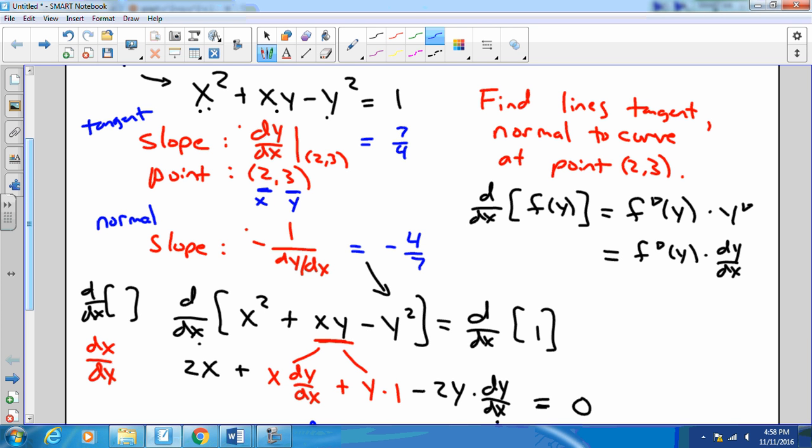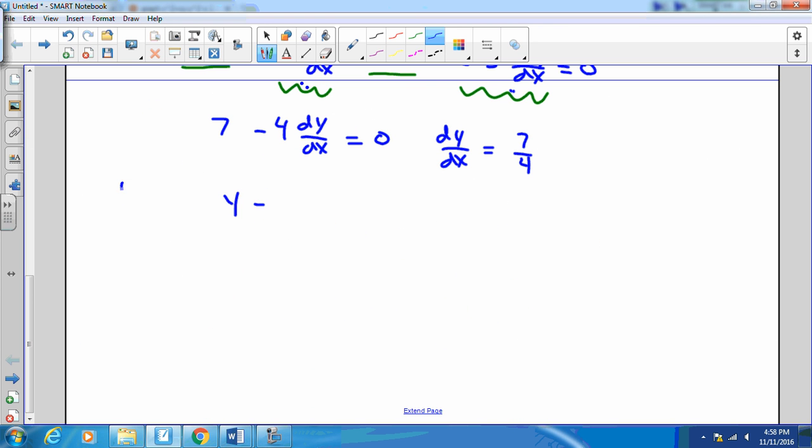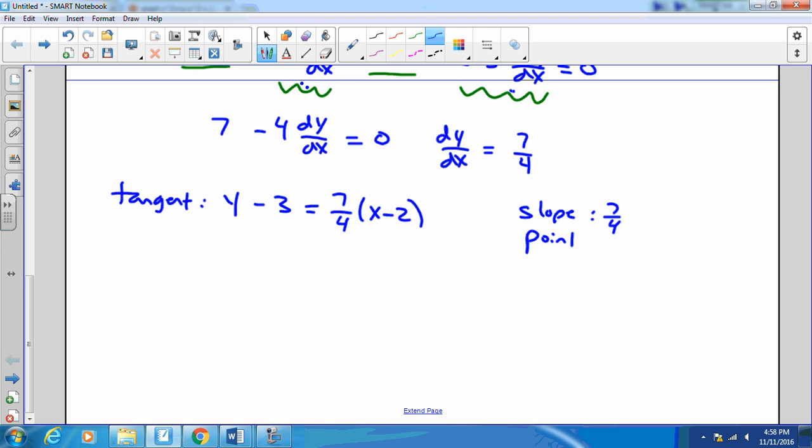Meanwhile, the slope of my normal will be the negative reciprocal of that. But I am not quite done. A couple of you have gotten the tangent line confused with the tangent slope. The tangent line is the equation in the form y minus y1 equals slope times x minus x1. And here I pull in the slope and point from above.